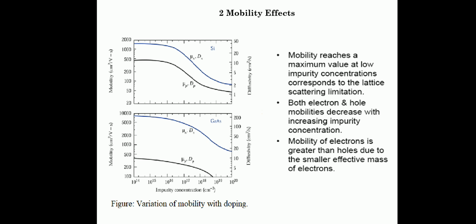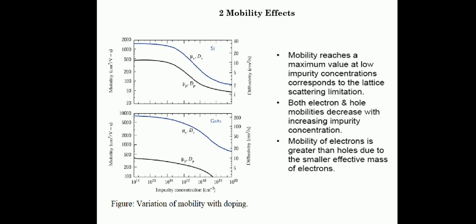Next we can see the mobility effects due to doping, or carrier concentration. The first figure shows the carrier concentration of silicon versus mobility, and the variation of mobility of gallium arsenide versus doping is given in the second figure. We can see that mu p, the mobility of holes, is less than that of electrons in both cases, because the effective mass of electron is less compared to that of holes. That's why the mobility of electron is higher compared to that of holes.